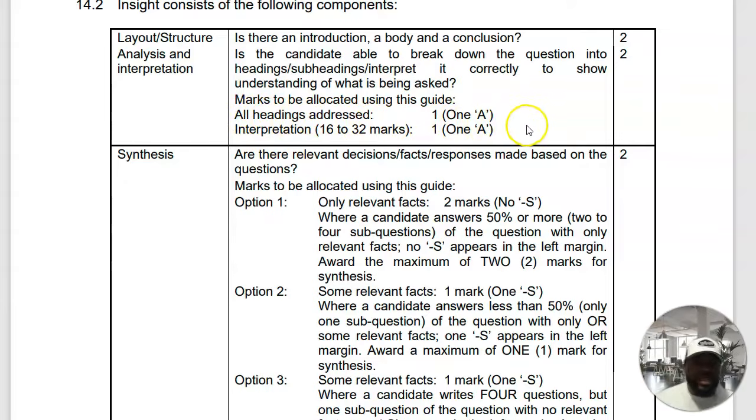Then from the body, subheading number 1 to subheading number 4, if you have gotten at least 16 marks from there, which means at least 8 facts are correct with 2 marks each, automatically you get the second analysis mark. So you get another 2 marks from there.